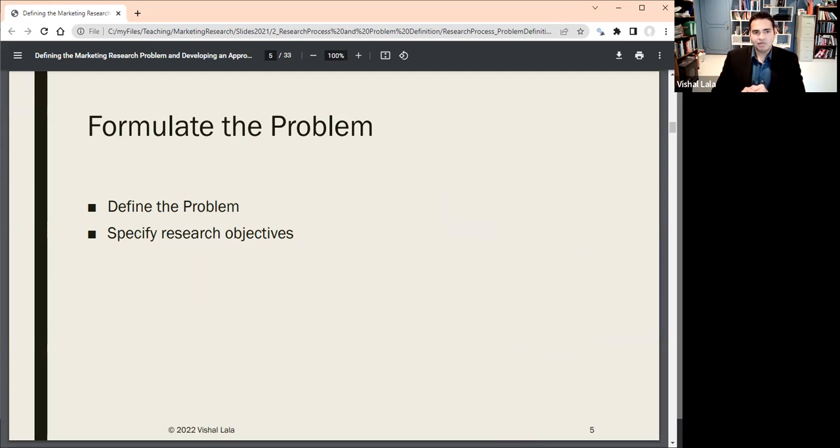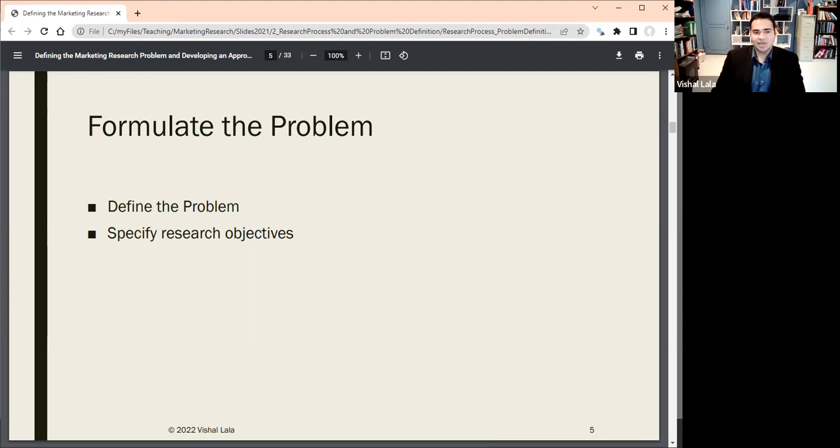The first step is about formulating the problem, identifying or clarifying what is the problem in more clear terms. You've no doubt heard the adage, a problem well defined is a problem half solved. A research question asked well is half the problem solved. It is quite relevant in this case also.